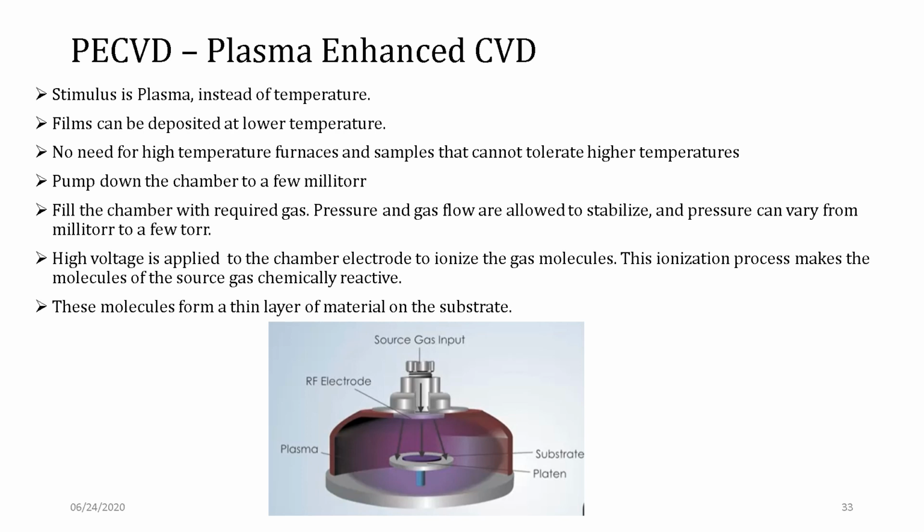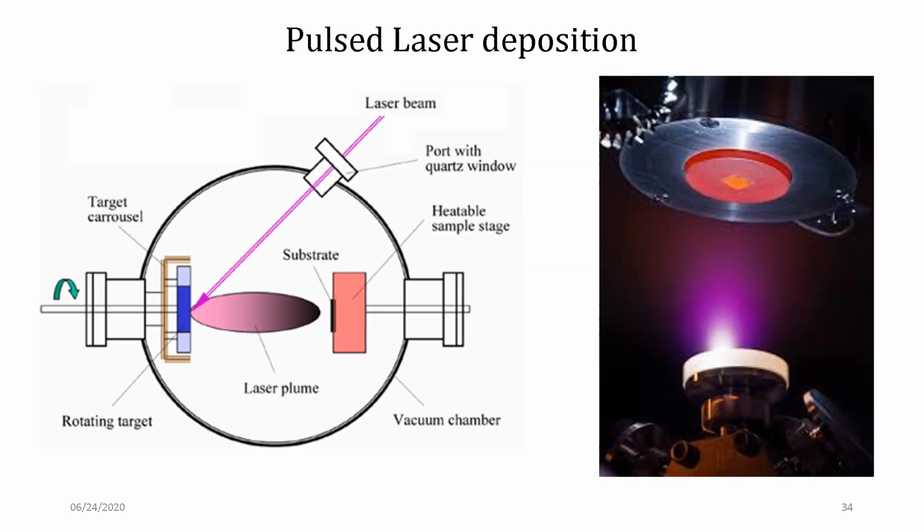You apply high voltage between the electrodes, and this ionizes the gas molecules. This ionization is responsible for the molecules of the source gas becoming more reactive. These molecules form a thin layer, forming a thin film.